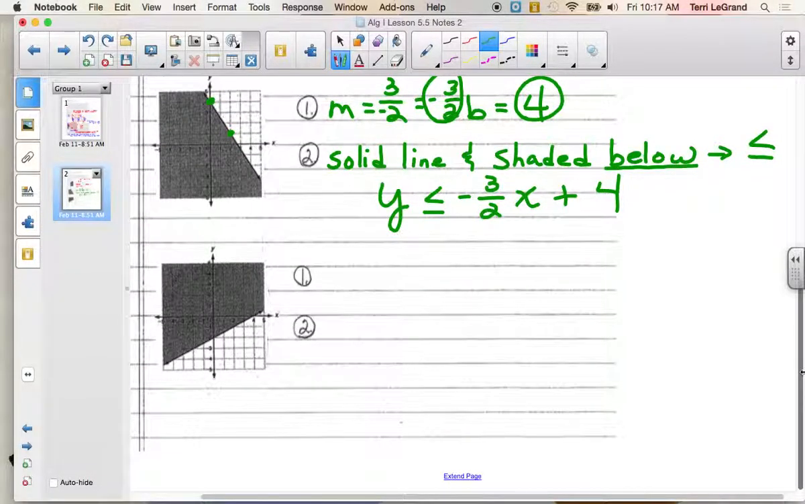One more. So again, we always want to start with the boundary line. What decisions are we going to make? It's rising from left to right. That tells me I better have a positive kind of slope. Those are the thoughts that should be going through your head.